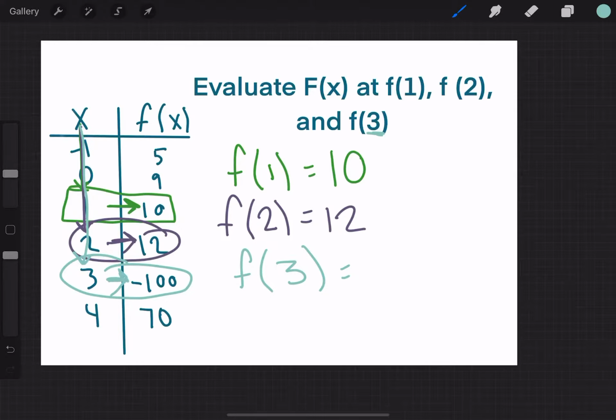What's that number next to it? Negative 100. So f of 3 equals negative 100. So long story short, you are looking for your x value and then finding the y value next to it.